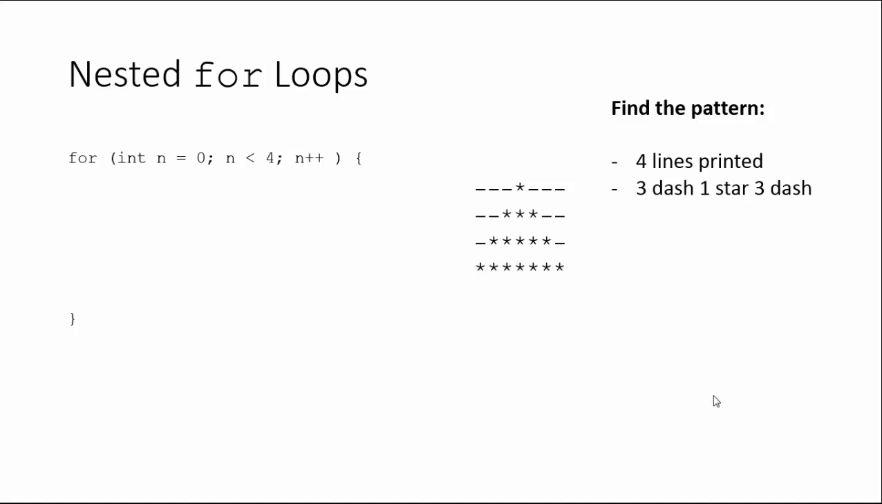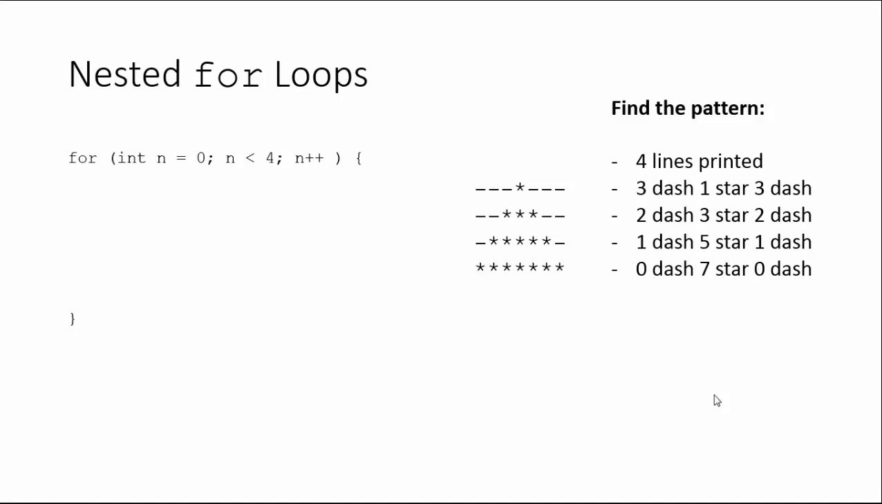On the first line, we are going to print 3 dashes, a star, and then 3 dashes. On the second line, we'll print 2 dashes, 3 stars, and 2 dashes. And then 1 dash, 5 stars, 1 dash, and then 0 dashes, 7 stars, 0 dashes. So every time we change characters, that will be a different loop. So let's look at the dashes. We're first going to print 3 dashes, then 2 dashes, then 1 dash, then 0 dashes.